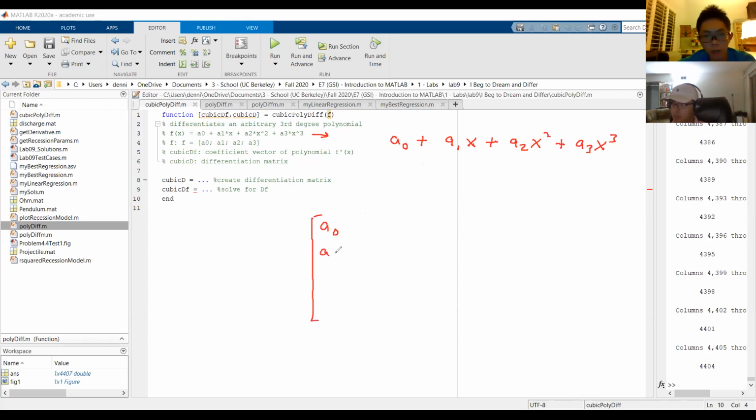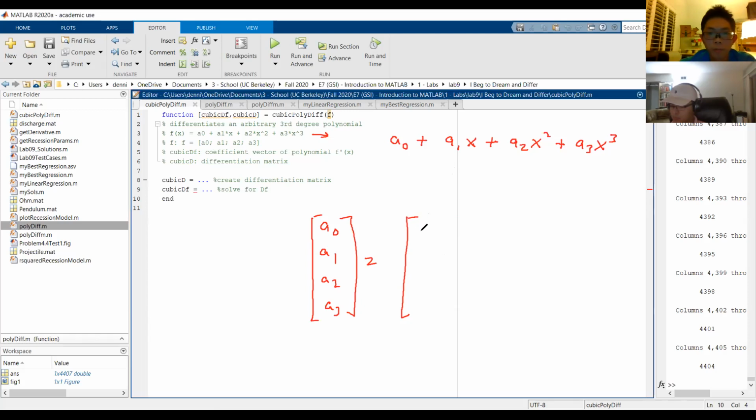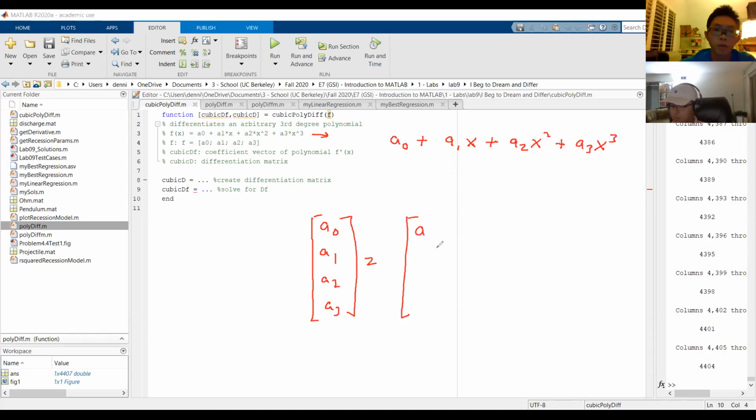I have a0, a1, a2, and a3, and I want this to become my new a0, like our new constants, basically. So let me check what that's going to look like. Okay, I got it. I'll just call these prime. This is always going to be 0 down here because of the nature of differentiation.